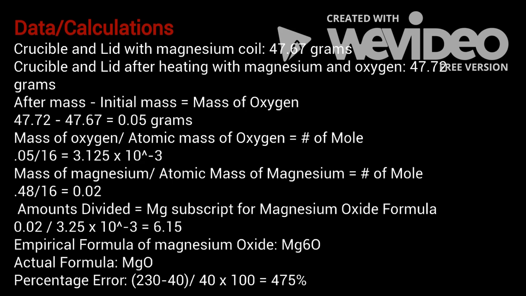And the percentage error is 475%, and we add the mass of oxygen and magnesium, subtract the actual mass of magnesium that it should have had, and multiply that by 100.